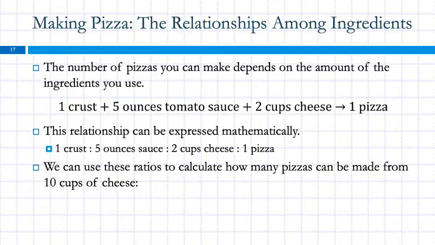Well, we're not specifying how many crusts. So what if we say we've got as many crusts as we want, as much sauce as we want, we've got 10 cups of cheese. How many pizzas can we make? 5. How'd you do that? Divided by 2, right? Because for every one pizza, you need 2 cups of cheese.